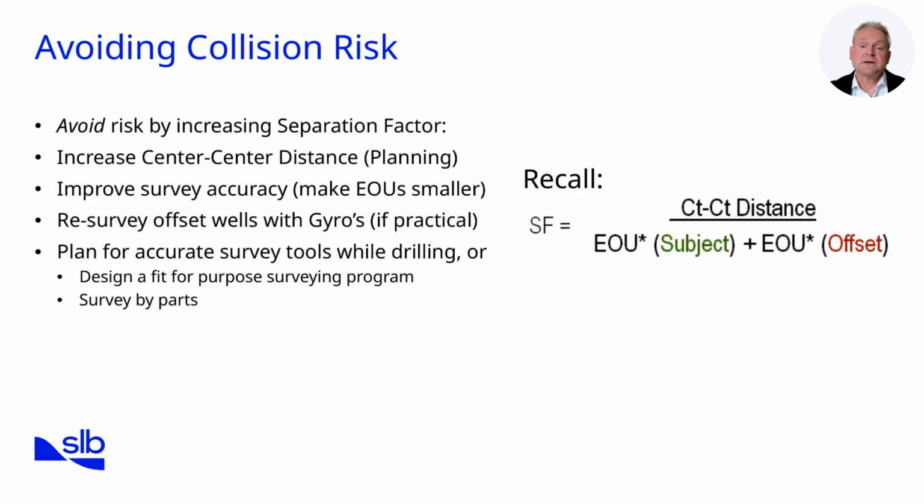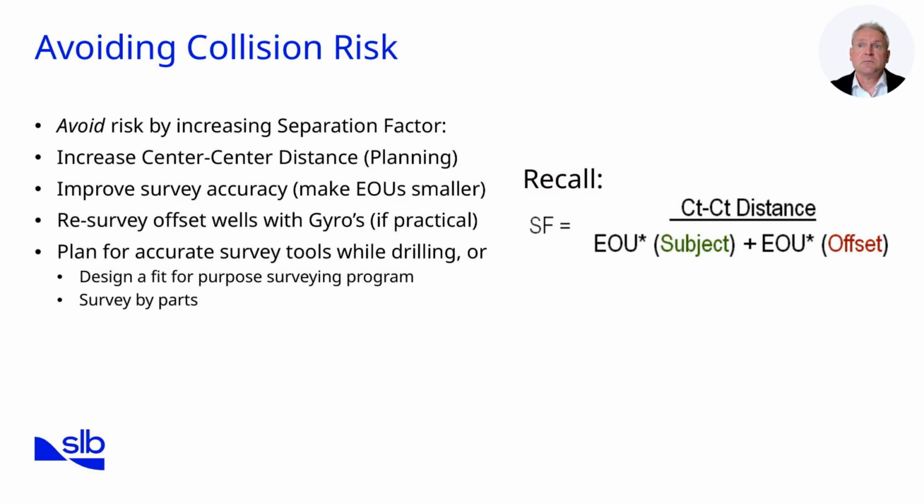When looking at practical methods for mitigating the risk of wellbore collisions, the core idea is to increase the separation factor, a measure of the clearance between the subject and offset wells. The larger the separation factor, the safer the drilling. We can achieve this by increasing the centre-to-centre distance between wells at the planning stage, giving more margin for uncertainty. Another approach is improving survey accuracy, which reduces the size of the ellipsoids of uncertainty. Smaller EOU mean tighter confidence intervals and more reliable positional data.